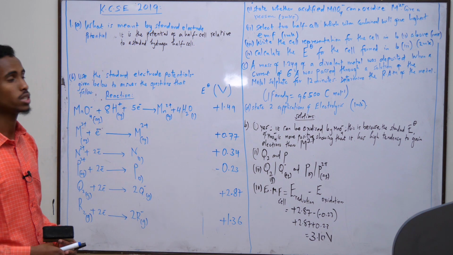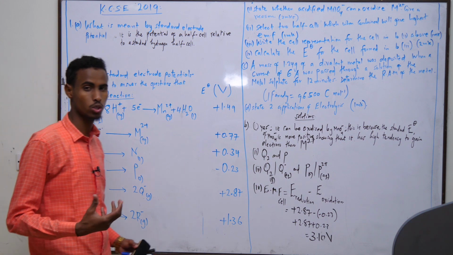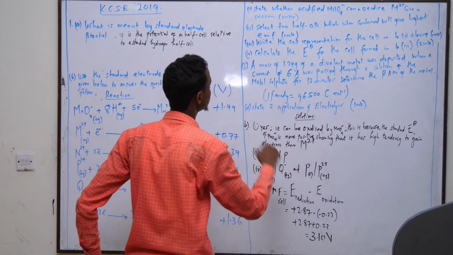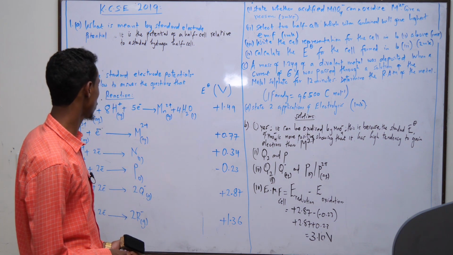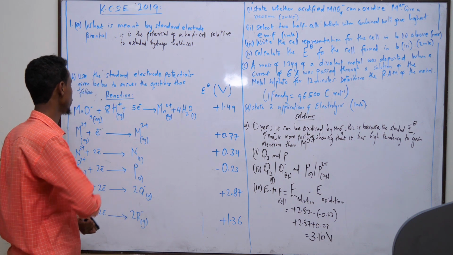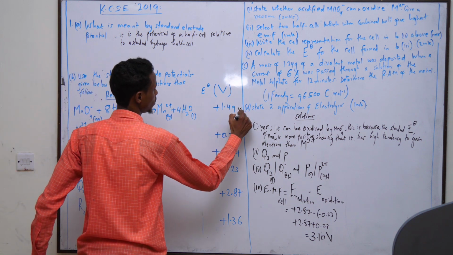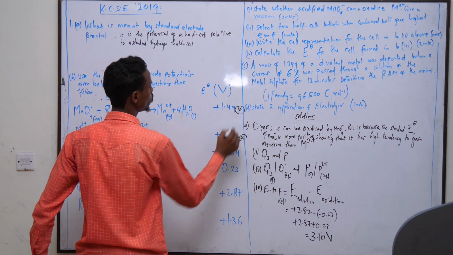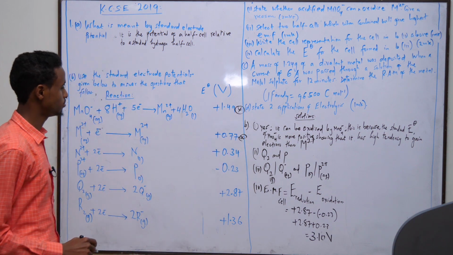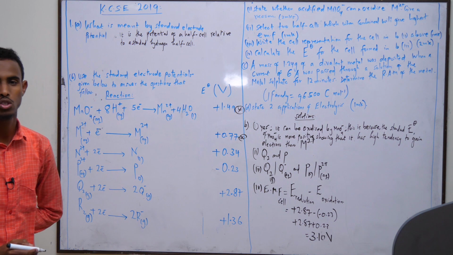positive 1.36. Now, the first question asked is whether acidified manganese(IV) oxide can oxidize M2+. Let's look. You are given this one, and our M2+ is here. So, will it oxidize? Yes, it's going to oxidize.